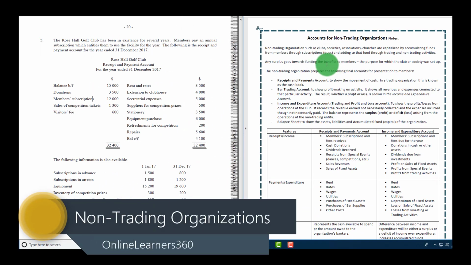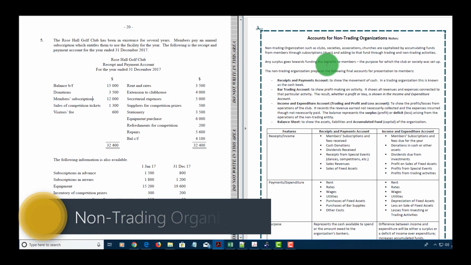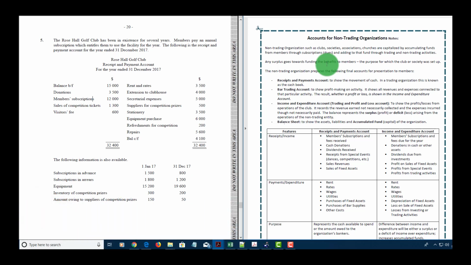In this question, we'll be looking at receipts and payment and income and expenditure accounts. We're dealing with non-trading organizations, organizations such as clubs, societies, associations, churches, etc.